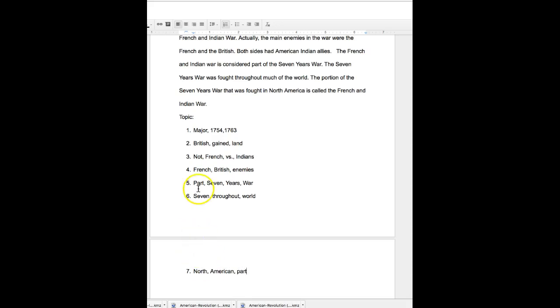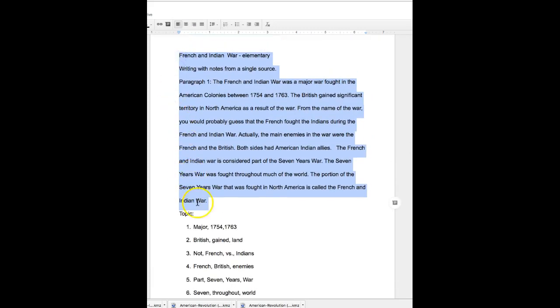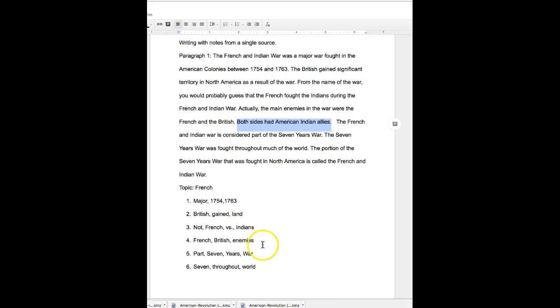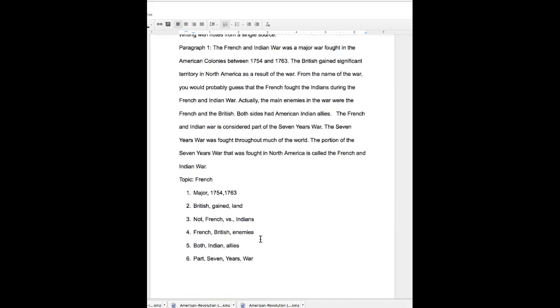Okay, so now I have my notes, and at this point I can forget about what was written here, but I do know what my topic is. Oh, I forgot a sentence. Sorry, I forgot. Both sides had American Indian allies. So I'll go in here and add that in. Indian allies. Okay. So now I've got that.